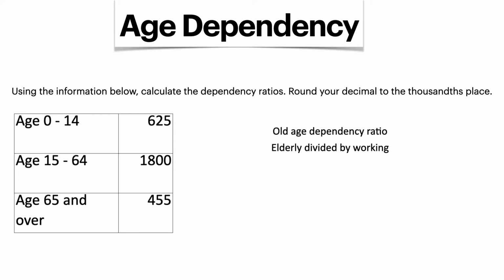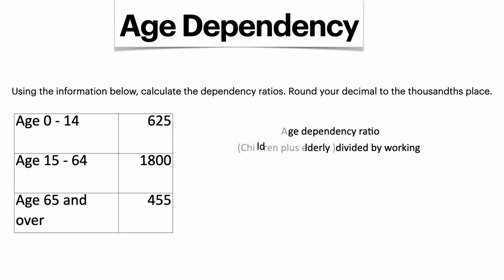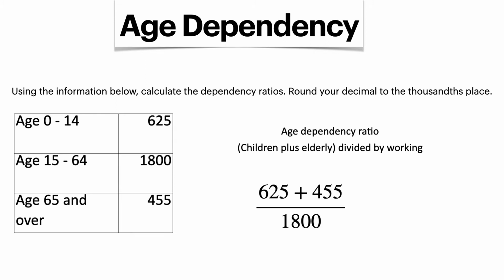Let's look at the old age dependency ratio, elderly divided by working. In this example, there's 455, so that'd be 455 divided by 1,800, okay? And if we reduce that fraction, that would be 91 over 360. All right. Age dependency ratio. Now remember, this is children and the elderly. We have to add them together. So in this example, that's 625 plus 455 divided by 1,800, and that is 3/5.